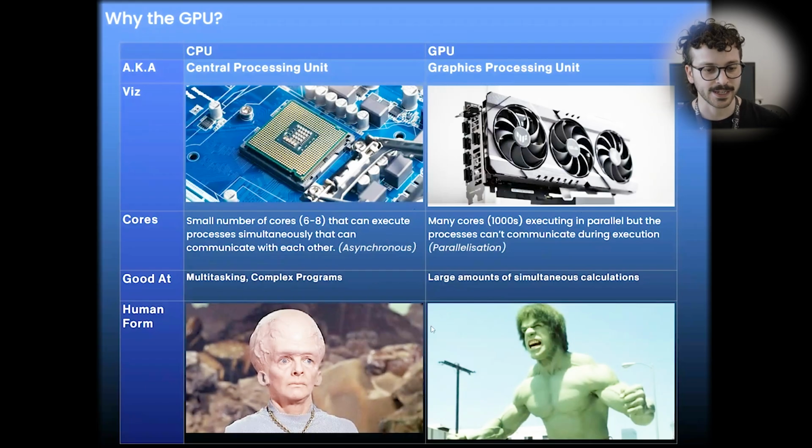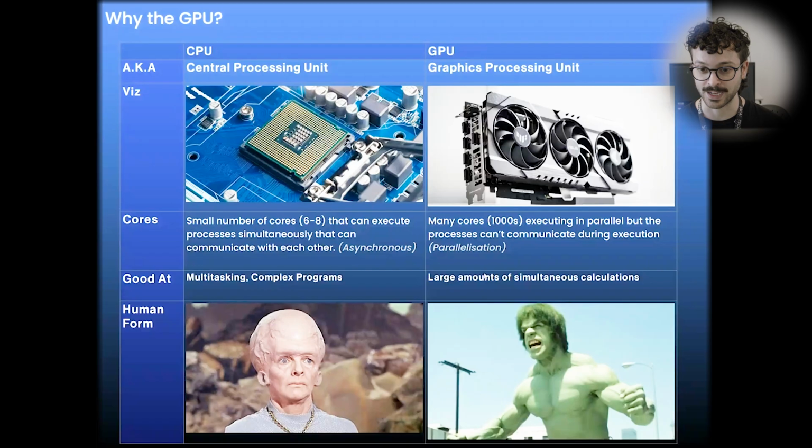So the CPU has a very small number of cores, maybe around 6 to 8, depending on your budget, that can execute processes simultaneously and that can communicate to each other. So it's asynchronous. It's very good at multitasking, complicated problems. Every program that you use on the computer is in part done or is entirely done on the CPU. It's only some graphics applications that actually utilize the GPU. So you can think of the CPU as a very brainy person, but who's a little frail.